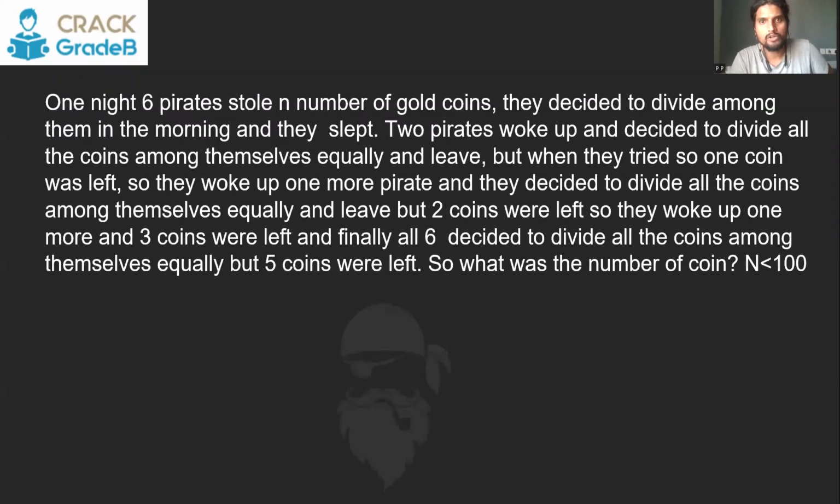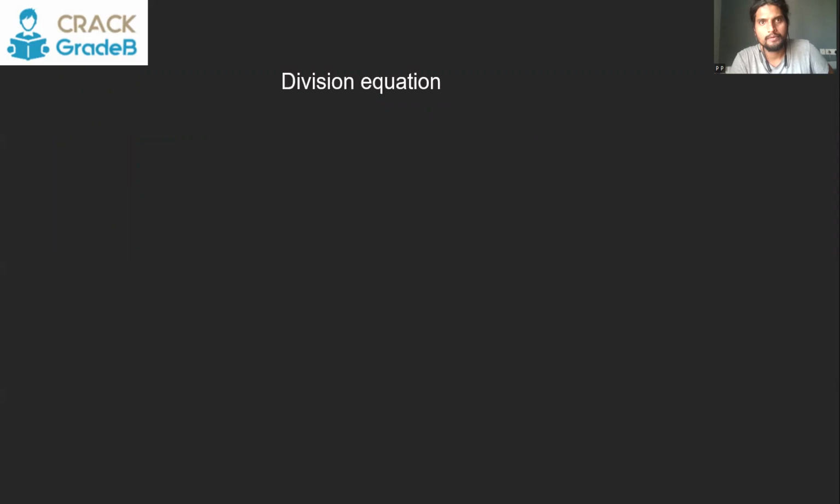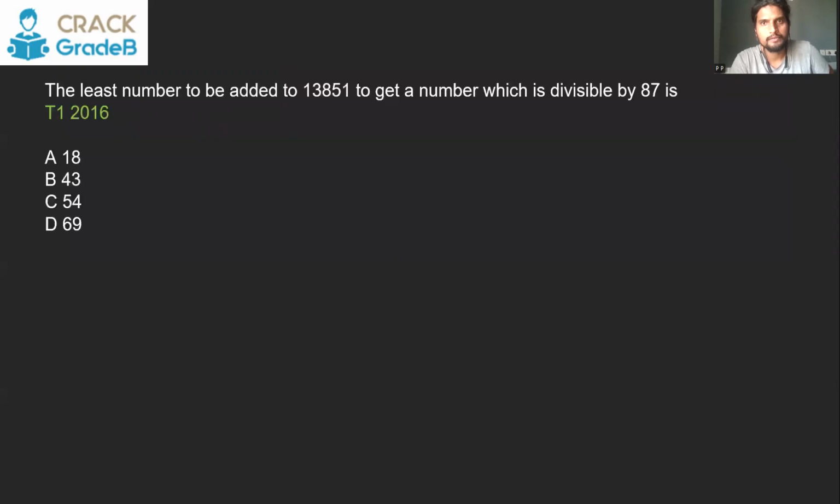Negative remainder as a concept we saw. Let's check some previous year questions from different exams now. Least number to be added to this to get a number which is divisible by 87 is.